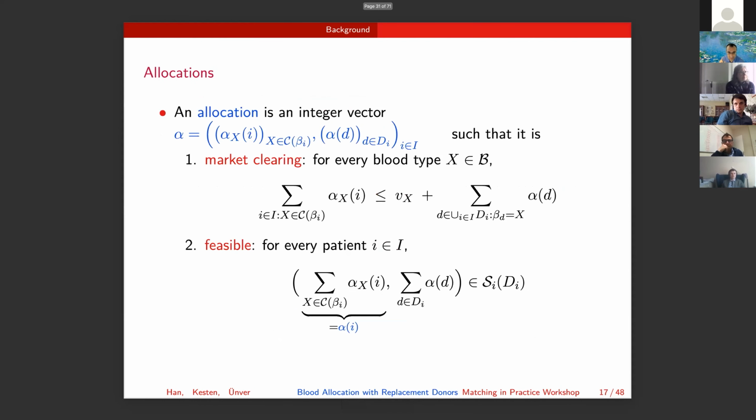Yes, that's all right. So now in this world, we have an allocation. So allocation basically tells that from each compatible blood type, how many units each patient receives and which of her donors donate. So alpha D is either 0 or 1, while alpha X of I can be a positive number or 0, okay, positive integer or 0. And there are two conditions.